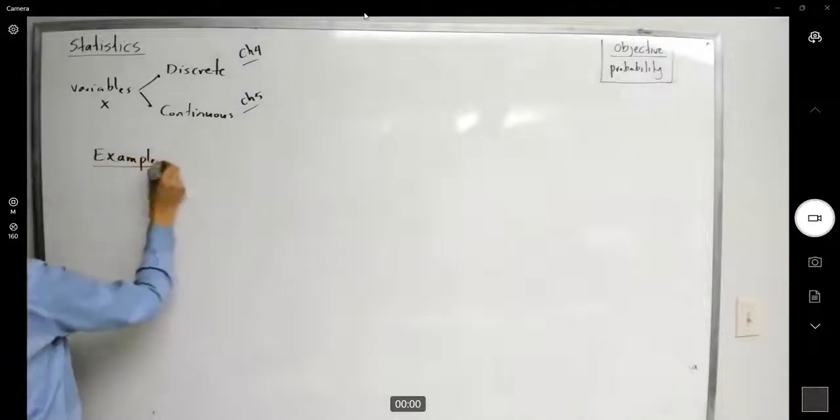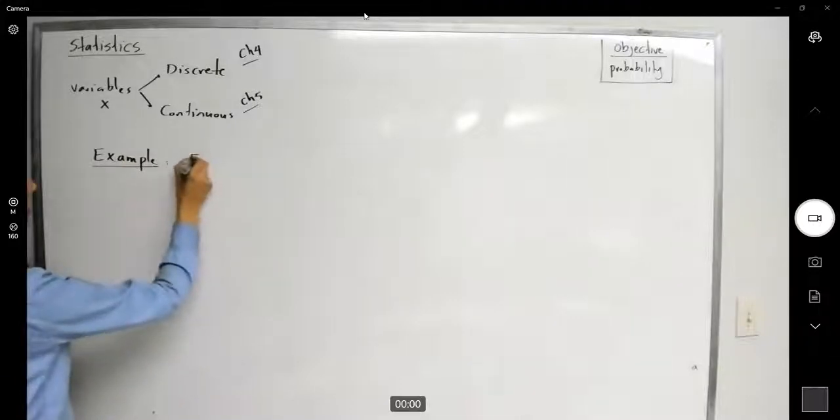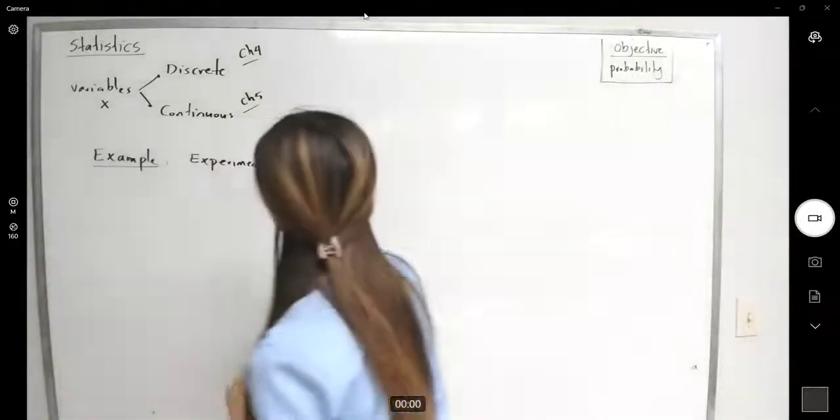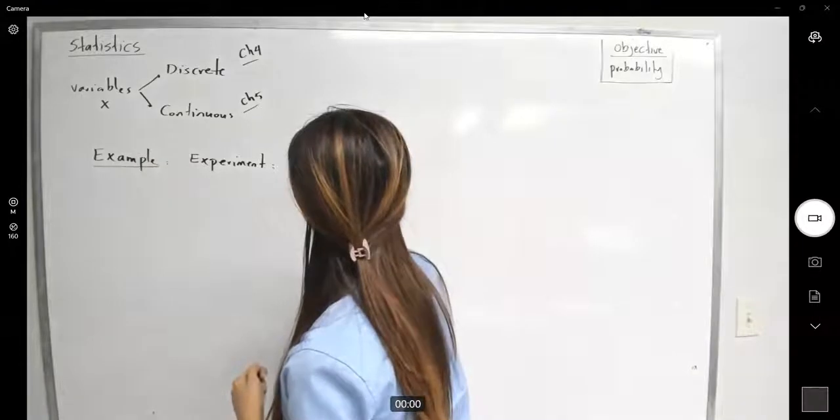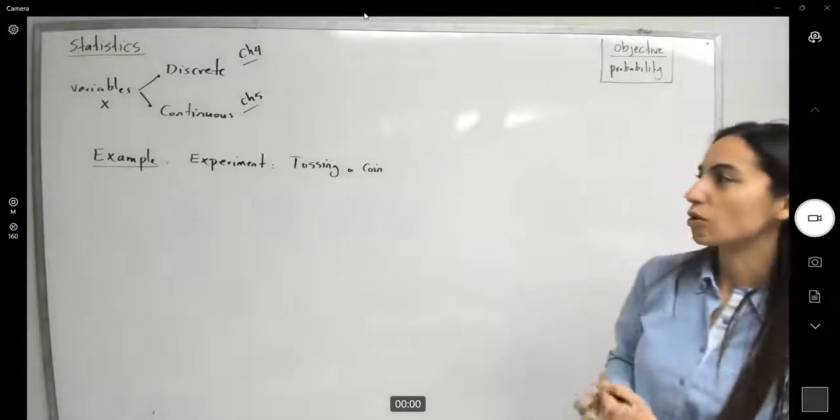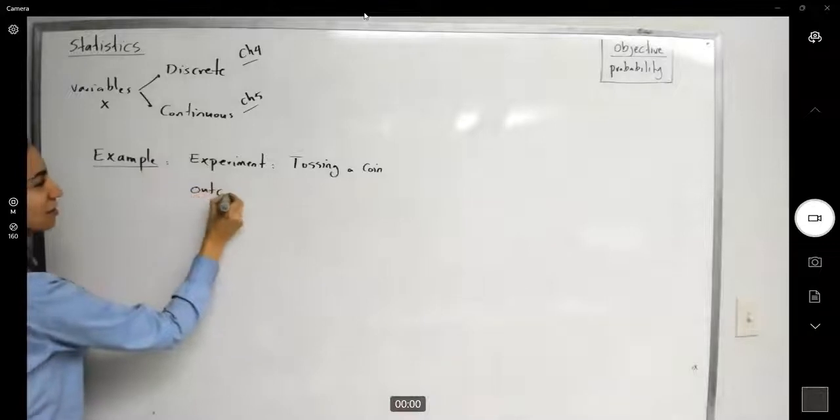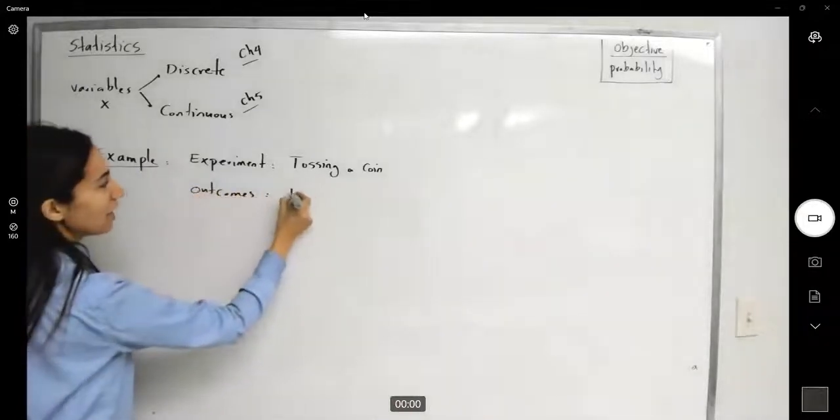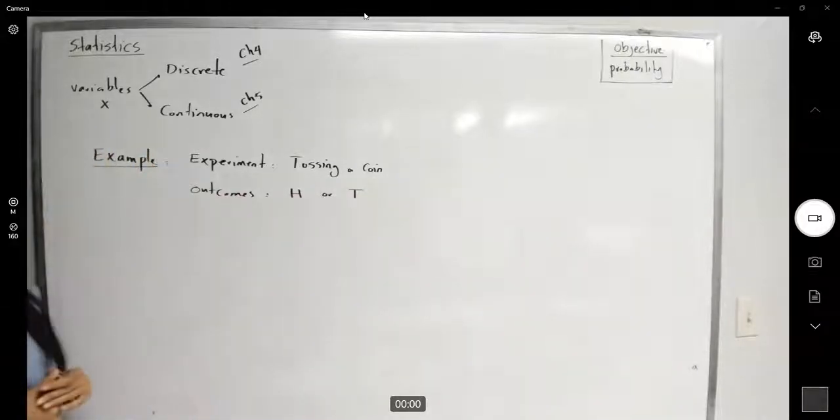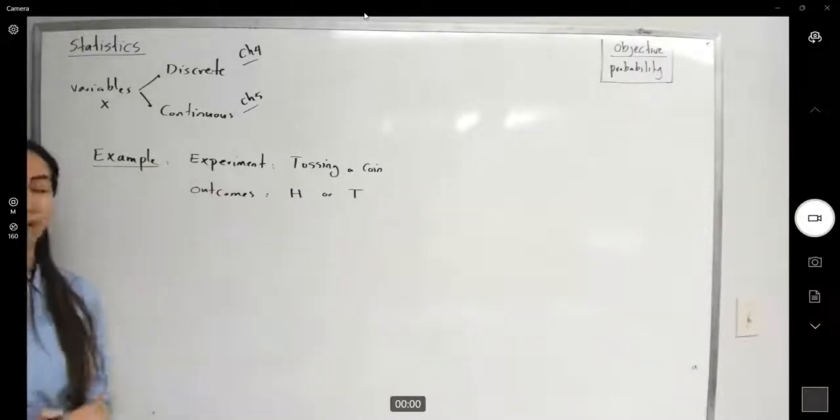In this example, I have a coin and I toss the coin. The experiment is tossing a coin. When we toss a coin, the outcomes are either head or tail. We don't have any other outcome, am I right? It's either head or tail for a normal coin.